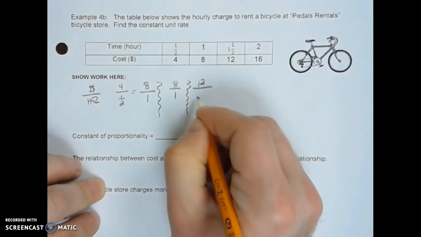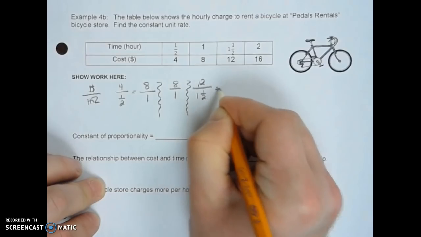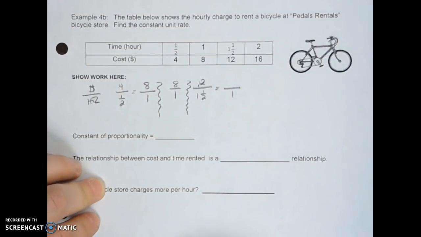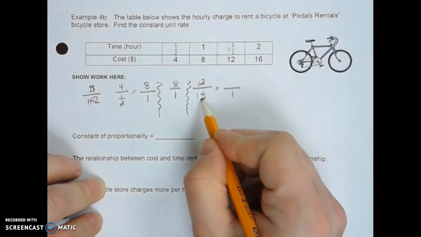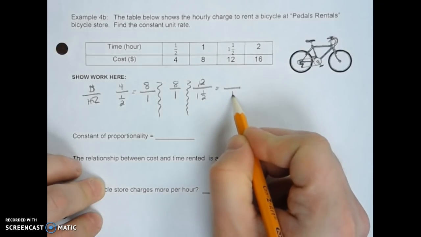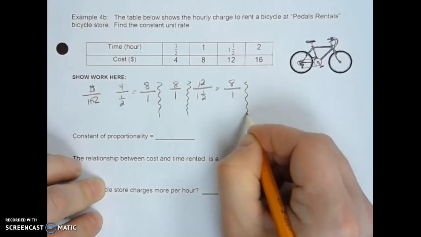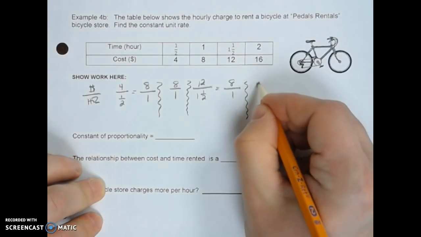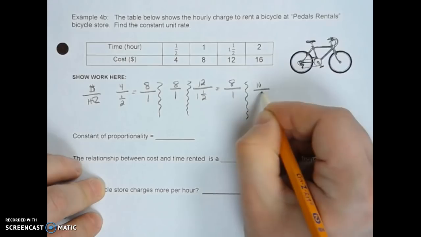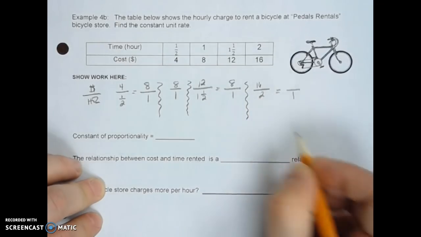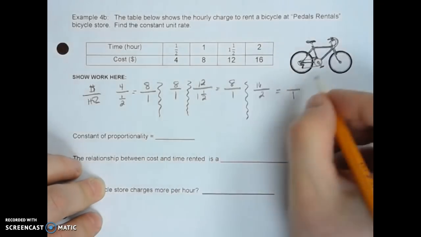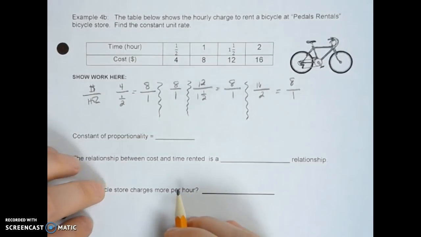It's $12 for an hour and a half. Once again, we want to know how much is it going to cost for 1 hour. Well, 1.5 divided by 1.5 is 1. 12 divided by 1.5 is equal to 8. And with the last set of data, we're told that it costs $16 for 2 hours. For 1 hour, 2 divided by 2 is 1. 16 divided by 2 is 8.